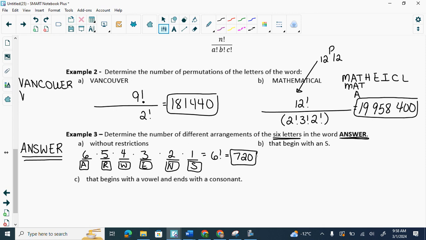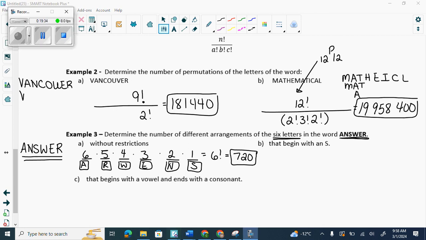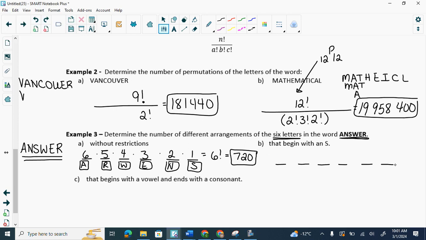You try B and C quickly. Remember, consonants are just not vowels. Vowels are A, E, I, O, U. Try these 2 out quickly. Begin with an S, and begin with a vowel and end with a consonant. All right, so answer: 1, 2, 3, 4, 5, 6. It has to begin with an S. How many S's are there? 1. Then how many letters are left? 5, then 4, and make sure you have your multiplication dots. This could be represented as 5 factorial, couldn't it? Which equals 120.